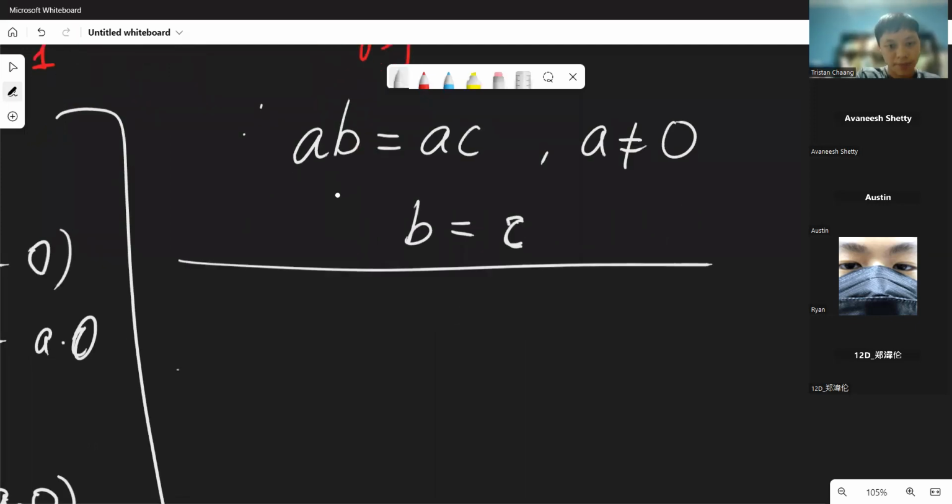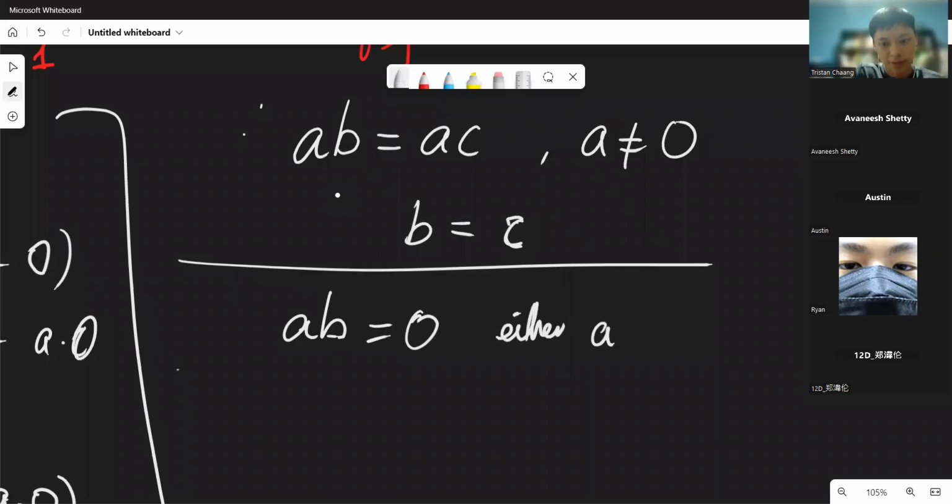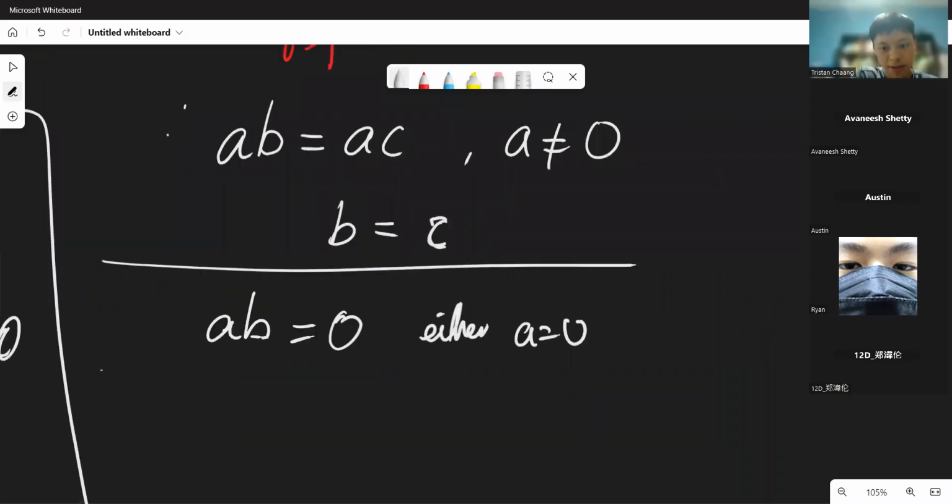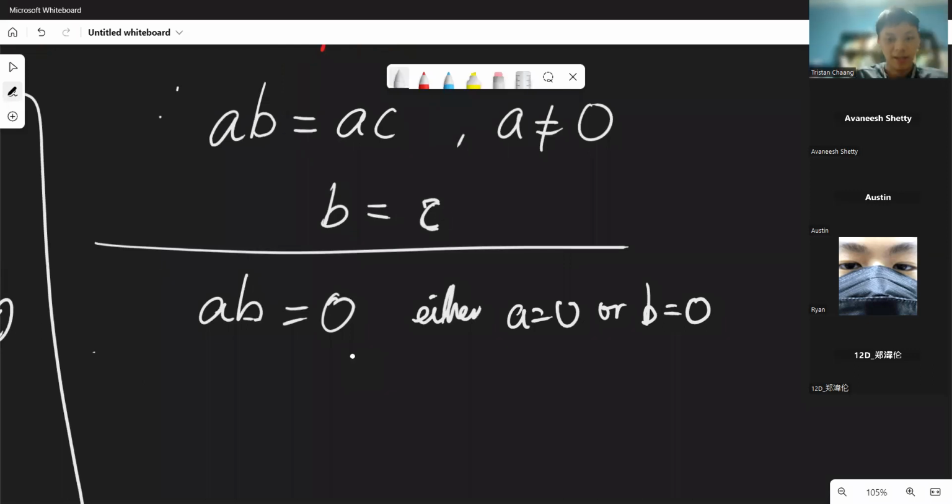Now the next one. The next one is quite important. If AB is 0, then either A equals 0 or B equals 0. Well, the contrapositive of this, the completely equivalent statement, is: if you multiply two non-zero elements, you must get a non-zero number. Okay, and how would you prove this? So remember, only non-zero elements have multiplicative inverses.